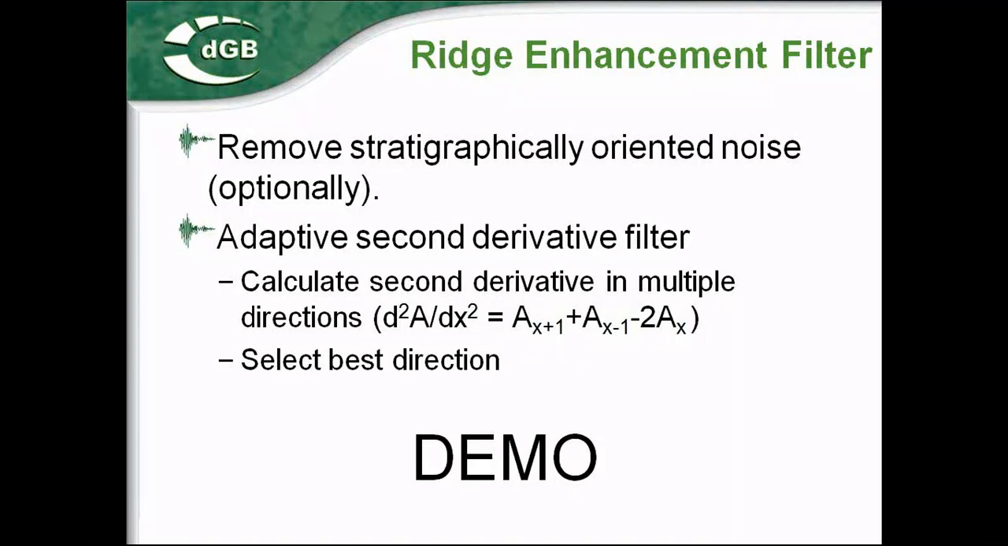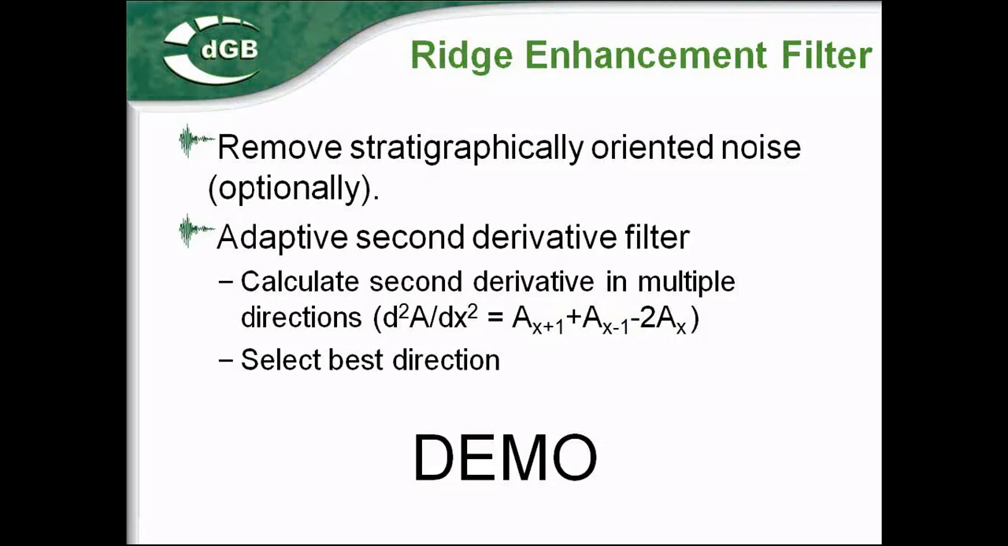I will demo this, and I will demo 2 steps. Remove stratigraphically oriented noise. Though it's not severe, I will just show an option how you can do that. And stratigraphically oriented noise is basically similarity values that are anomalous but are related to either stratigraphy, little channels, etc., or some noisy data, for example, low amplitude layer or zero crossing. And then we will do an adaptive second order derivative filter.